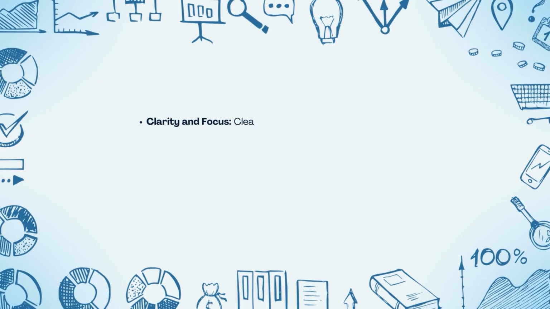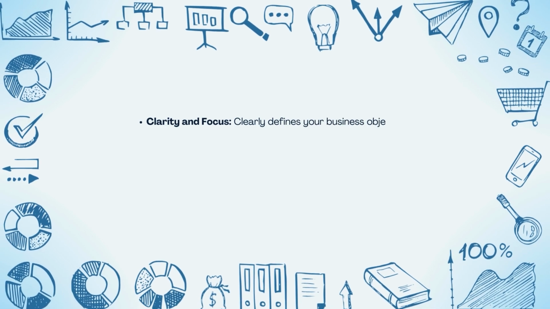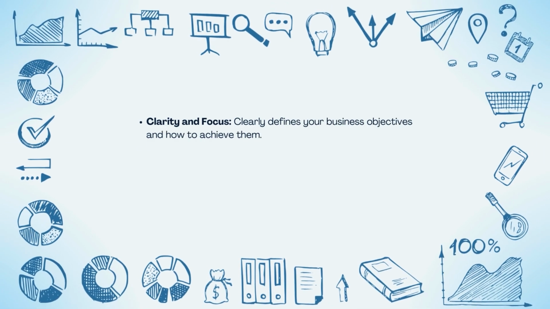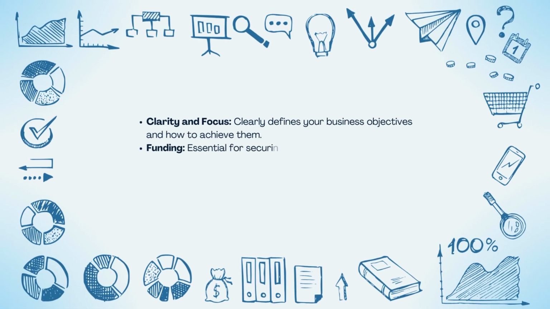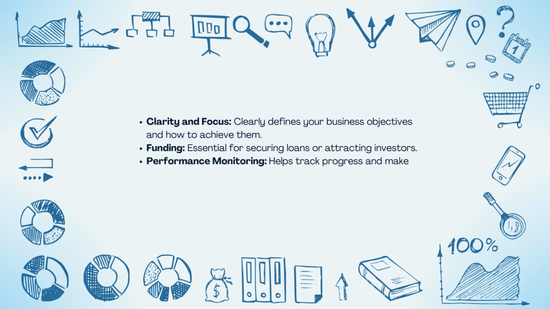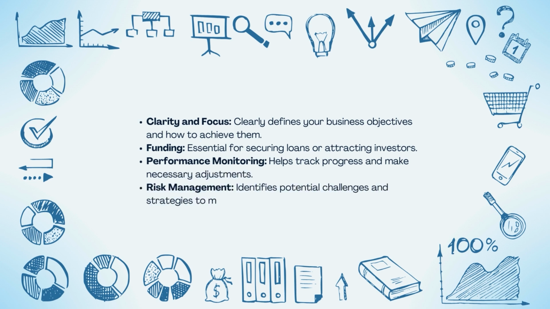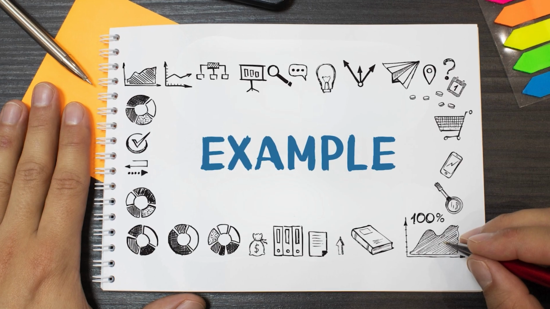Clarity and focus: clearly define your business objectives and how to achieve them. Funding: essential for securing loans or attracting investors. Performance monitoring helps track progress and make necessary adjustments. Risk management identifies potential challenges and strategies to mitigate them.